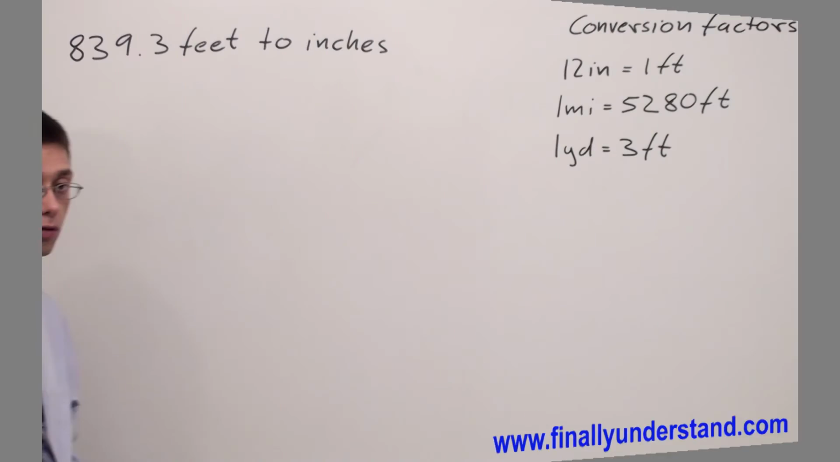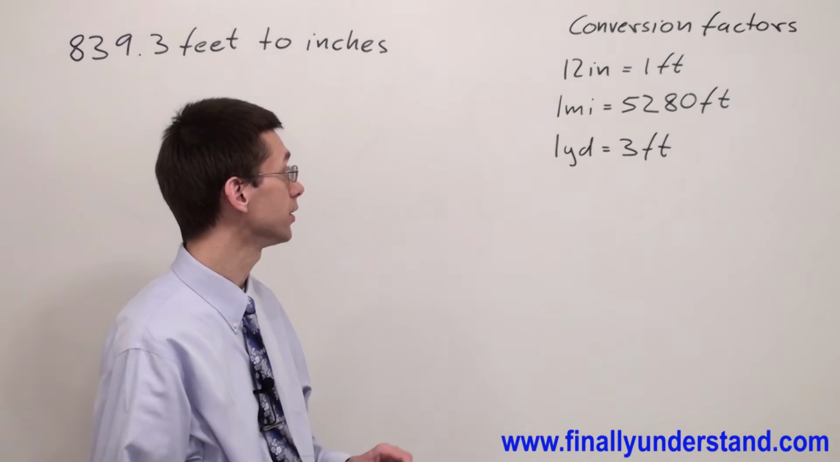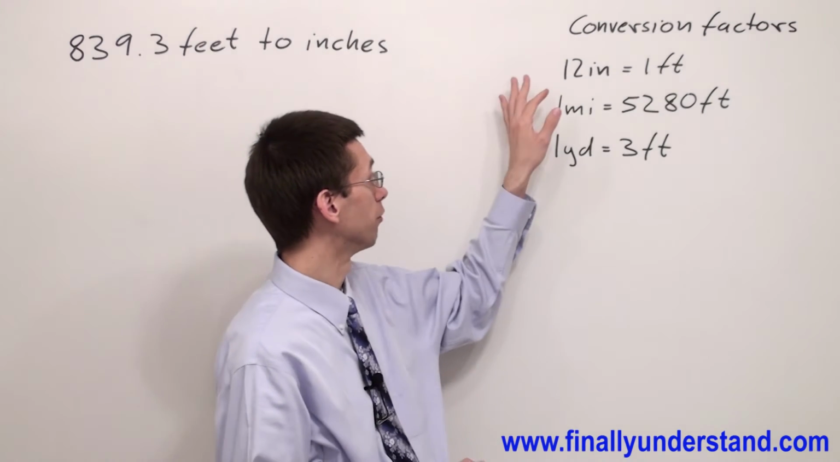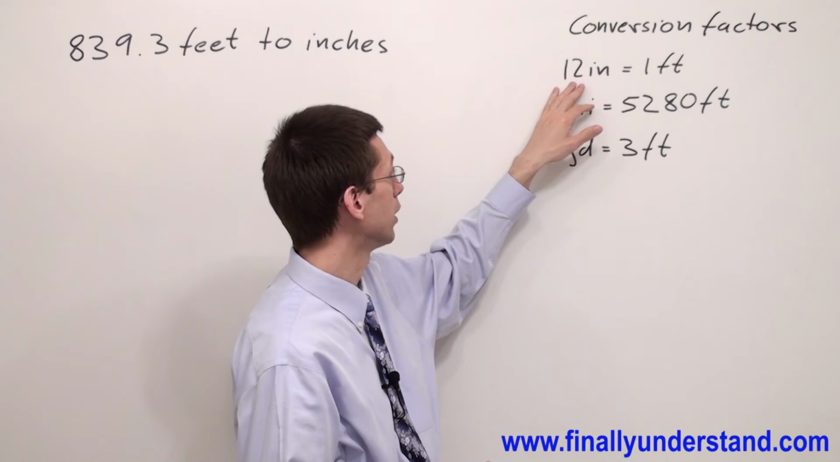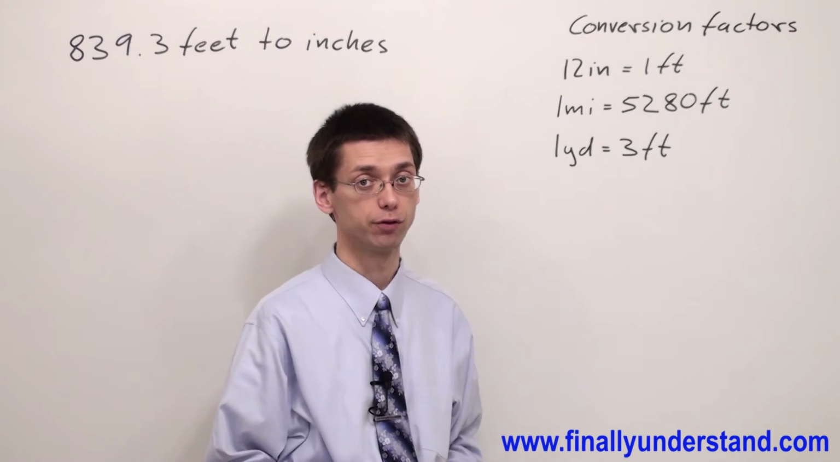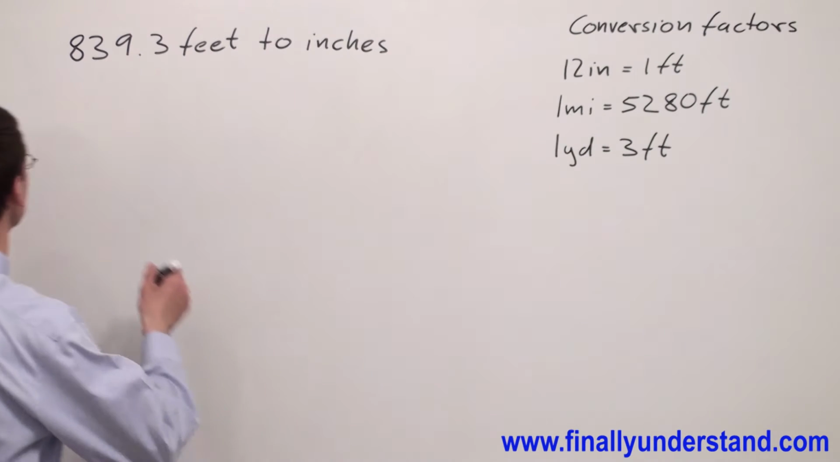We have another example, 839.3 feet. We have to convert to inches. This time I'm supposed to use a conversion factor. 12 inches is equal to 1 foot. So let me rewrite this problem one more time.